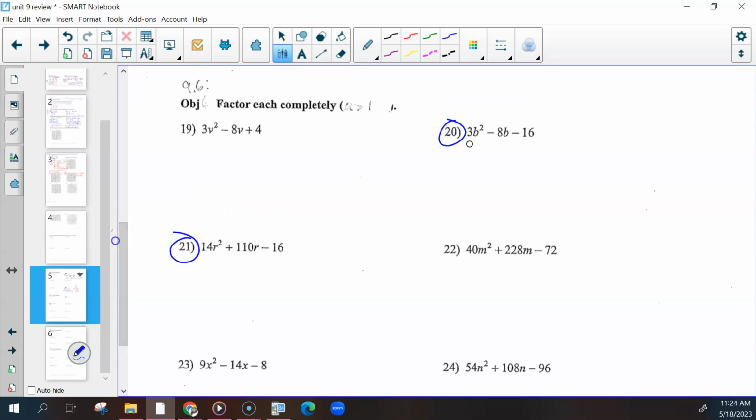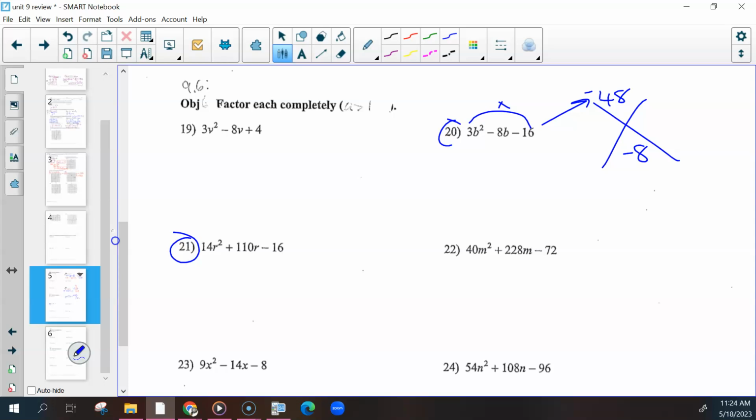So first, does this have something we can divide out of each one? We divide 1 again. So nothing really would change. But the difference with this one is we multiply the first number and the last number. So that would give us -48. And find two numbers that multiply to be -48, but add to be -8.